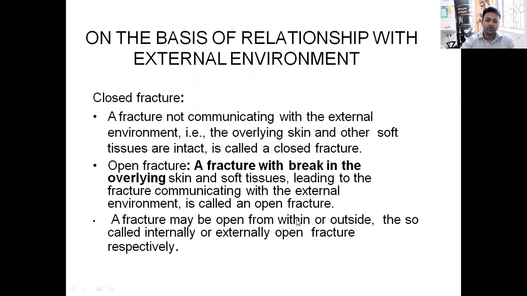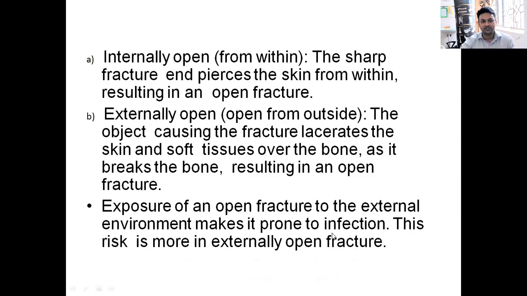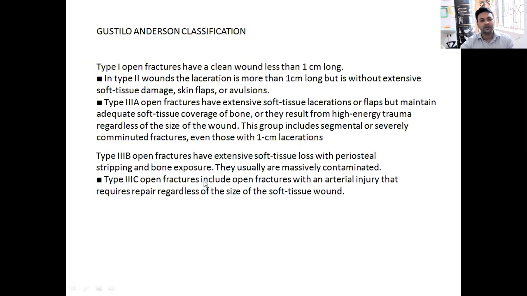A fracture may be open from within or outside, so called internally or externally open fractures. Internally open: from within, the sharp fracture end pierces the skin from within, resulting in an open fracture. Externally open fracture: open from outside, the object causing the fracture lacerates the skin and soft tissue over the bone as it breaks into the bone, resulting in an open fracture. Exposure of the open fracture to the external environment makes it prone to infection. This risk is more in externally open fractures.